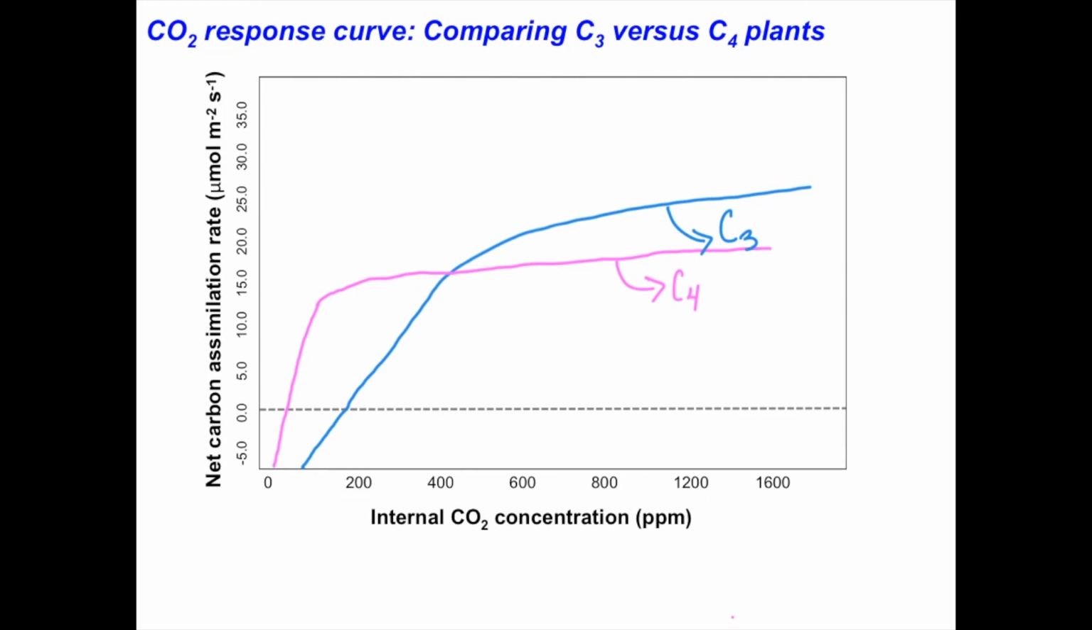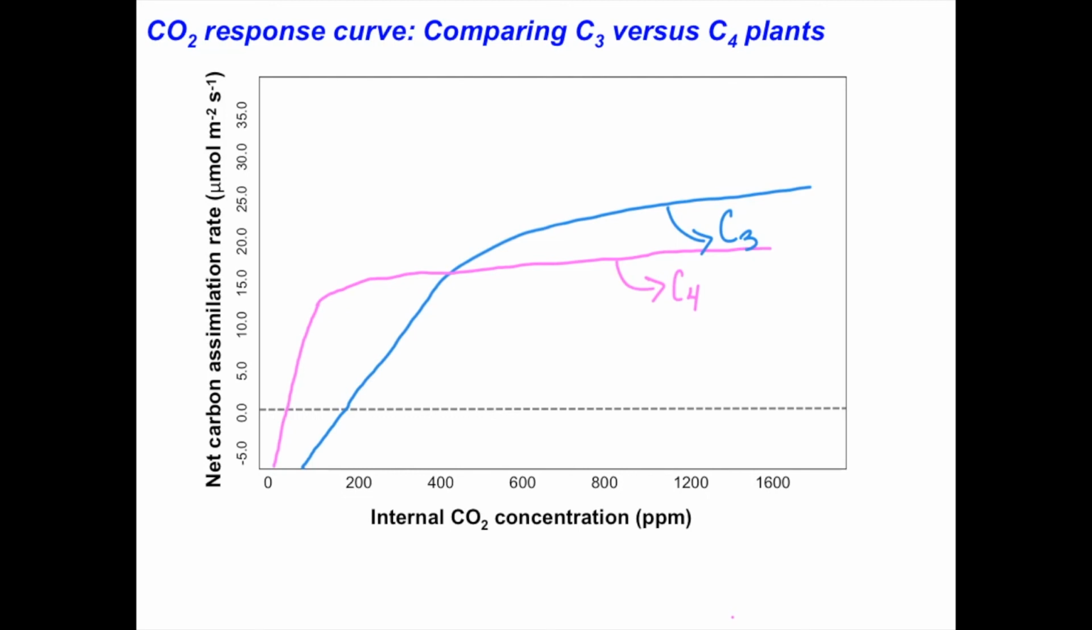Another thing to point out would be the CO2 compensation points. Again, this refers back to this dashed horizontal line at 0. This is the net carbon assimilation rate at 0, which means that respiration and photosynthesis balance each other out. And because C4 plants are much more efficient with increases in CO2 levels, they achieve that CO2 compensation point much earlier than we see for C3 plants. So this graph summarizes the main differences between C3 plants and C4 plants, all because of this photorespiration issue.